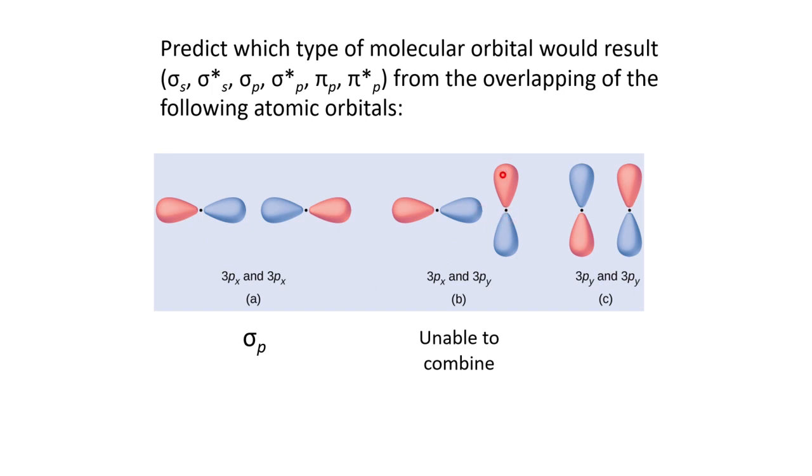These are unable to combine because they are perpendicular to each other. In order for these to combine, just like with waves, they have to be in the same plane. If they're out of plane with each other, they can't interact. And these are, again, out of phase, so we get our pi star. Okay.